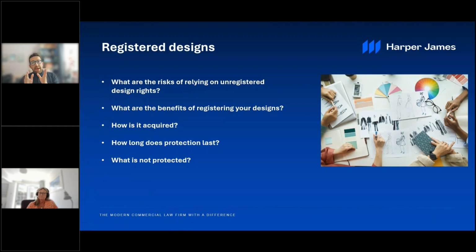Now, there is a 12-month grace period. What that means is it gives you 12 months where you can, if you really wanted to, disclose your design to the public, and in doing so, you wouldn't be jeopardizing the eligibility for registration of that design.